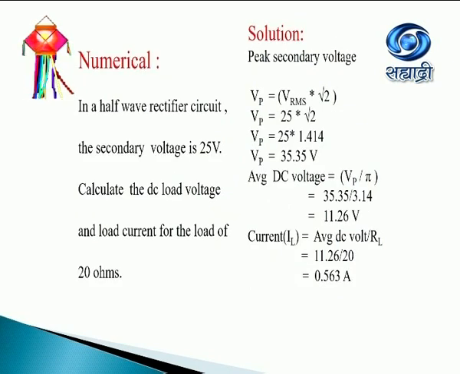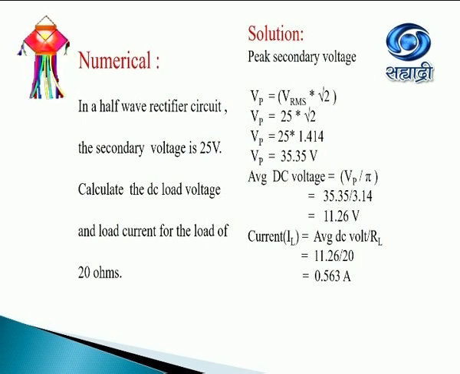In a half-wave rectifier circuit, the secondary voltage is 25 volts. Calculate the DC load voltage and load current for a load of 20 ohms. Here we first have to consider Vp. Vp is equal to Vrms into root 2, that is 25 into root 2, that is 25 into 1.414, which gives 35.35 volts.